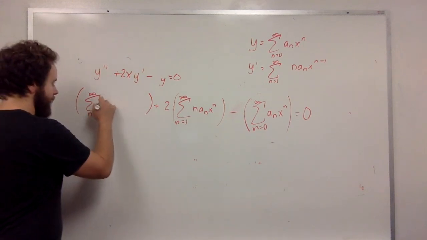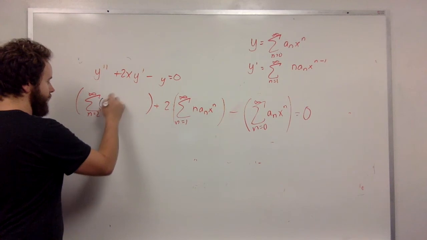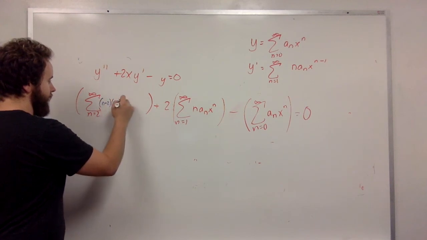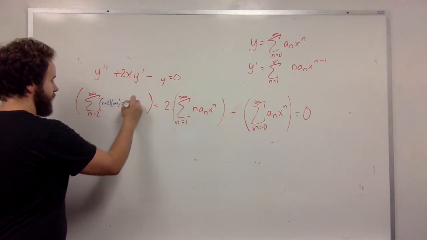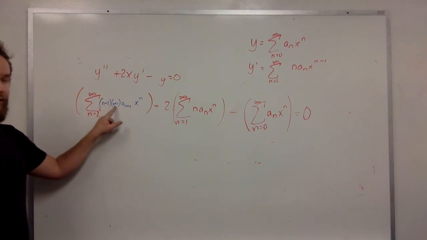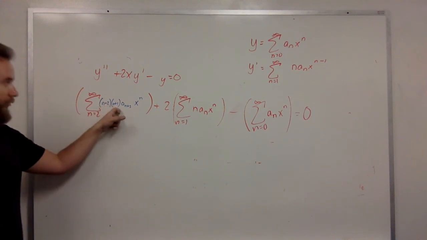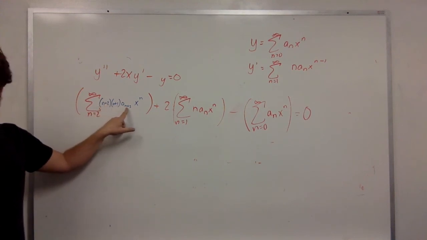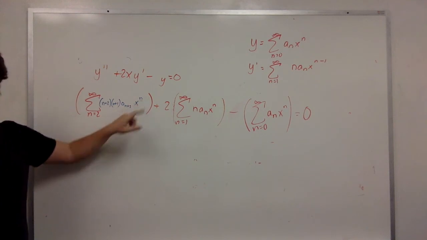So this becomes n plus 2, n plus 1, a sub n plus 2 times x to the n. I increased every instance of n by 2. So this was previously n times n minus 1. Now it becomes n plus 2 times n plus 1. This was previously a sub n. Now it's a sub n plus 2. This was previously a sub n minus 2. Now it's just a sub n.